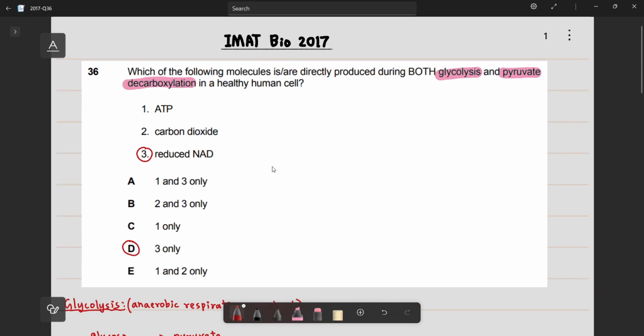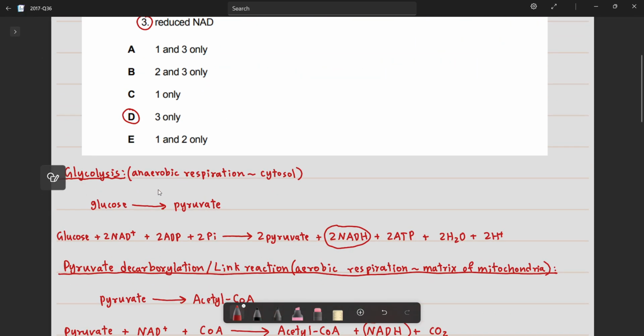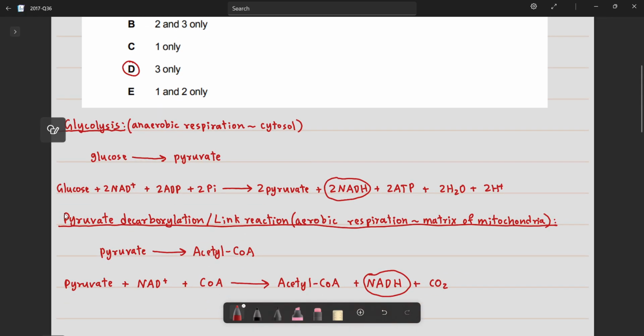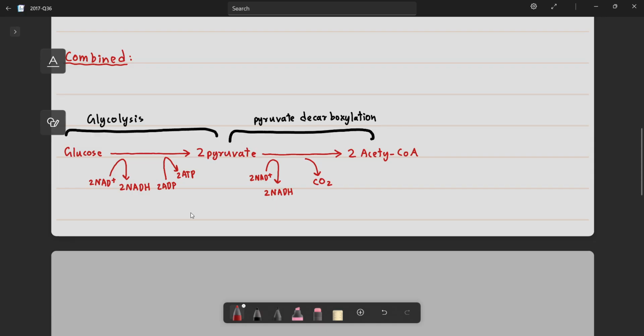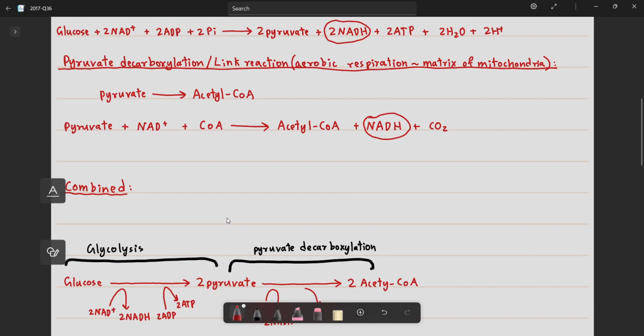Okay, so that's it. So you must memorize, it's very, very crucial to memorize the word equation for both of these reactions and also many other steps in cellular respiration. But for this question specifically, you must know glycolysis and pyruvate decarboxylation. So this and this are the word balanced equations. Okay, so this is how we solve this question and it's pretty easy.